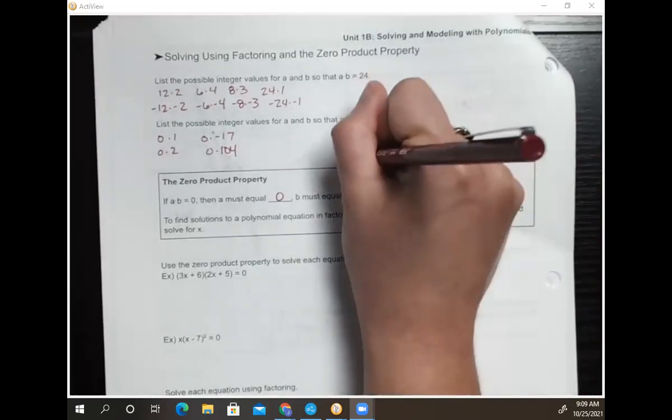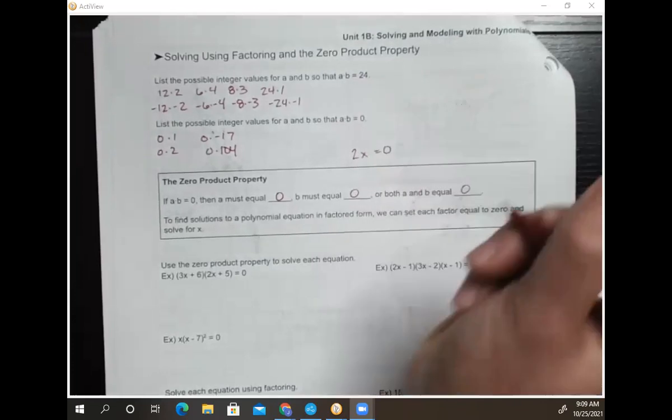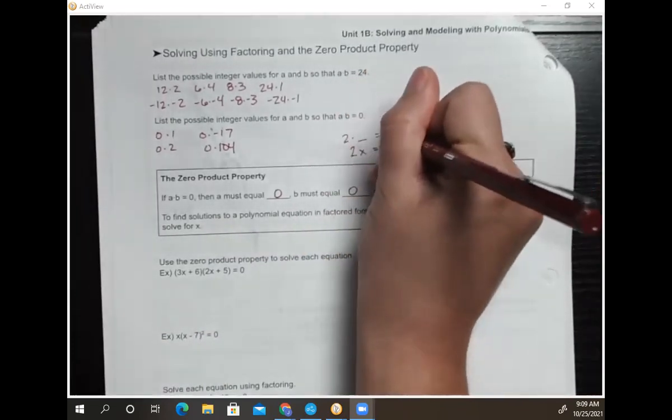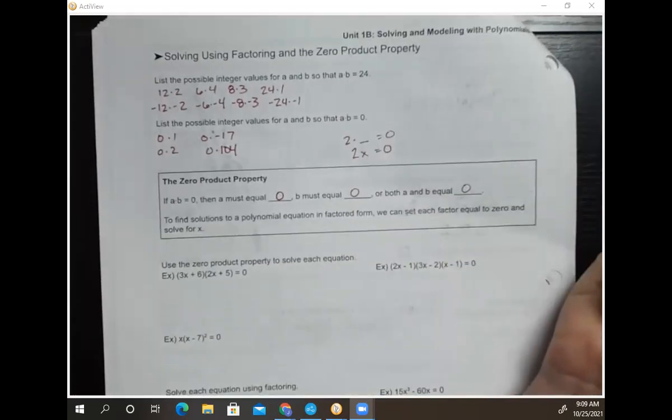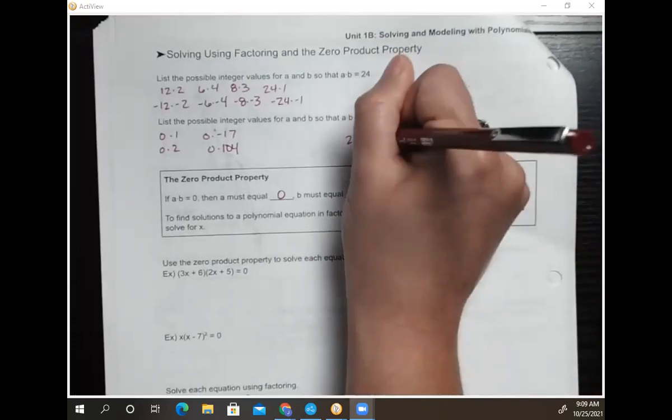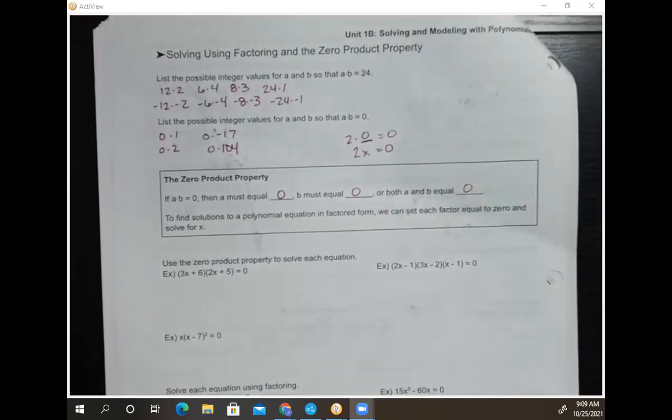So if I did a really simple version of this, if I said, hey, I have 2 times x and it equals 0, that means I did 2 times something and I got 0. What does the something have to be? If I multiplied 2 by a number and got 0, the number has to be 0, right? That's the zero product property. That's the big idea that we use when we're solving by factoring, okay? The idea that if I multiplied these things together and got 0, one or the other or both had to be 0. That's how we find our solutions when we're factoring.